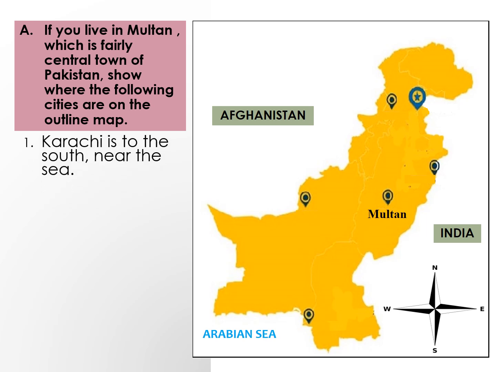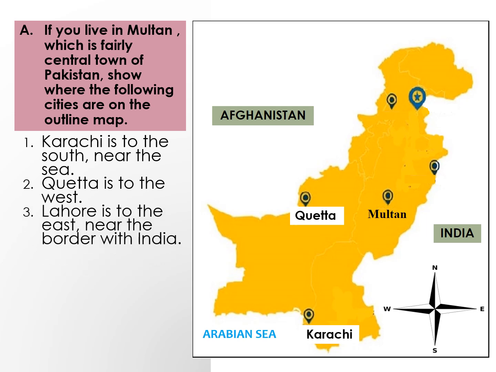So, number 1 is Karachi, which is to the south near the sea. I'm giving you 2 to 3 seconds to find Karachi on the map. Very good. So, Karachi is to the south. Number 2, Quetta is to the west. Now, quickly find Quetta on the map. There you go. Quetta is in the west.